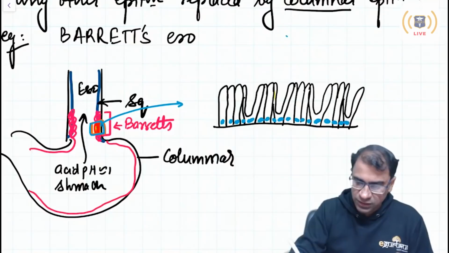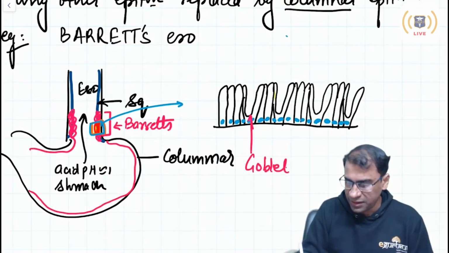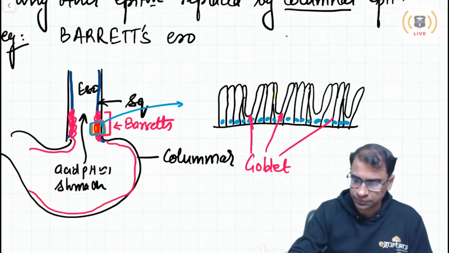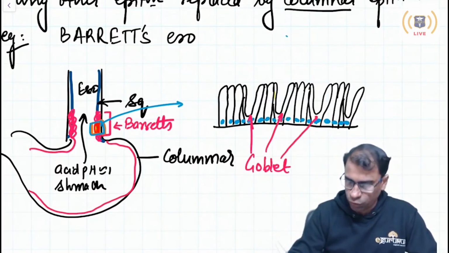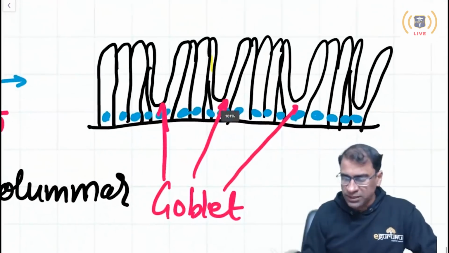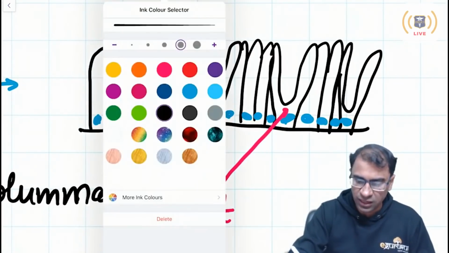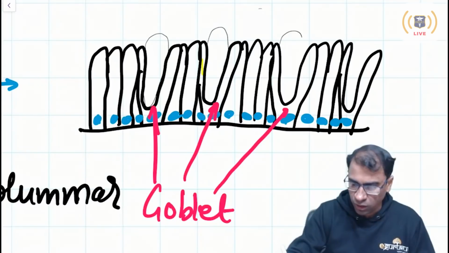Okay, now see, this is the goblet cell. G-O-B-L-E-T. The goblet cells are these, and they release mucin here. You will see a big area of mucin here. This again is mucin. These all are the mucinous area.